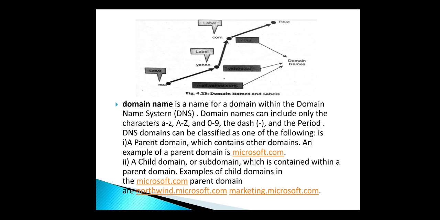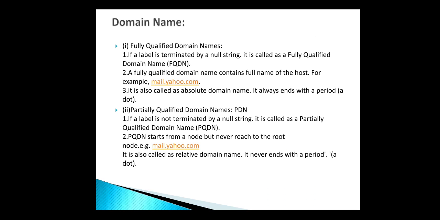Domain names can be classified as one of the following: the parent domain name, which contains other domains. An example of a parent domain is Microsoft.com. And the child domain, which is also called a subdomain, is contained within a parent domain. Examples of child domains in the Microsoft.com parent domain are northwind.microsoft.com or marketing.microsoft.com. Here Northwind and marketing are both child domains in the Microsoft.com parent domain.